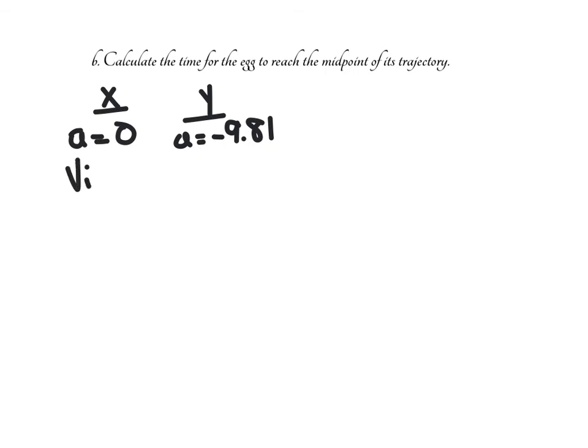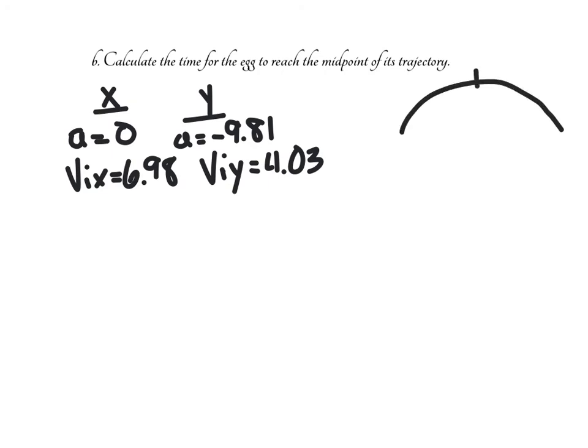Okay, question B says calculate the time for the egg to reach the midpoint of its trajectory. This is the point where you would want to start your X and your Y charts. So we know the acceleration in both directions. Acceleration is 0 in the X and negative 9.81 in the Y. We also know that our VIX is 6.98. We know our VIY is 4.03. Okay, we are looking for the change in time to reach the midpoint of its trajectory. Well, that point is going to be right here at the very top.